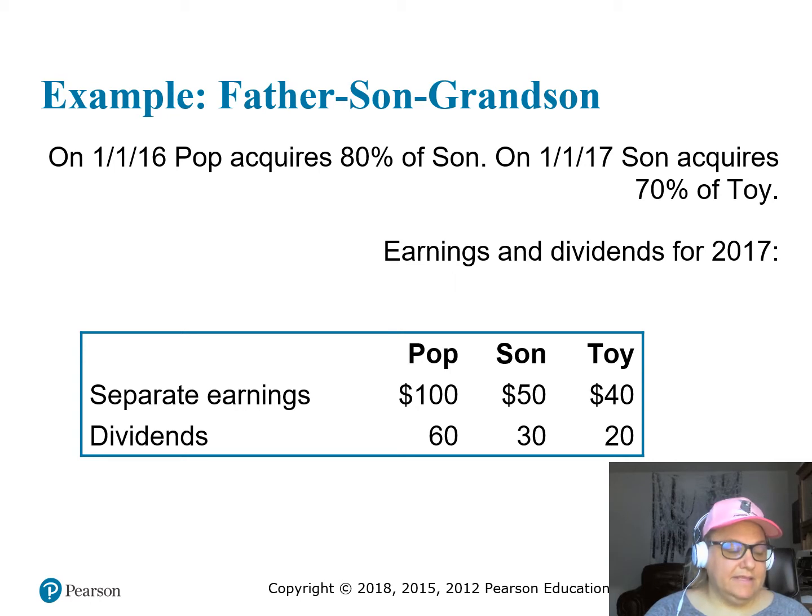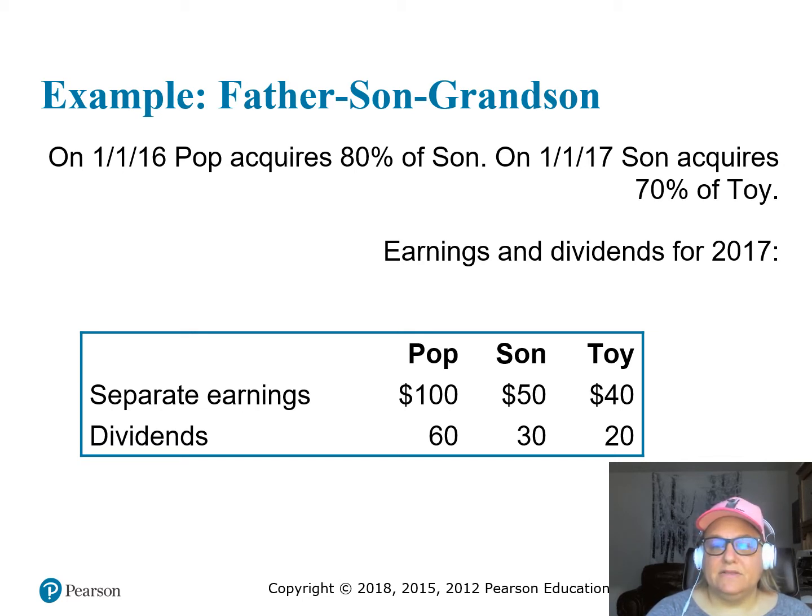Because what happens is in the PowerPoint, it doesn't give you everything. It just gives you a snapshot, and I'm going to try to see if I can go in and actually screenshot it from my phone like I've been doing in the past and put it in too. But the other thing that you need to realize here is these separate earnings, right? So you have pop, son, and toy's separate earnings.